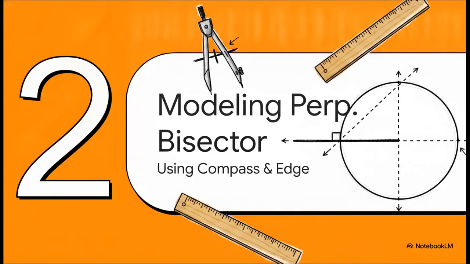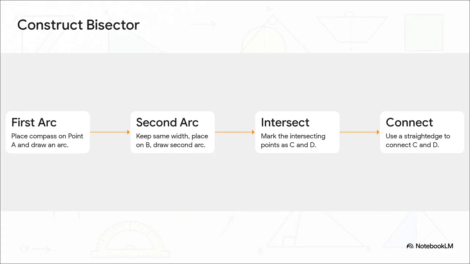Moving right along to Section 2, Modeling the Perpendicular Bisector. Let's actually get hands-on here. Imagine you have a line segment on your paper. We'll call the endpoints point A and point B, giving us segment AB. Step 1, you take your compass, place the sharp point firmly on point A, and draw a wide arc above and below the segment.